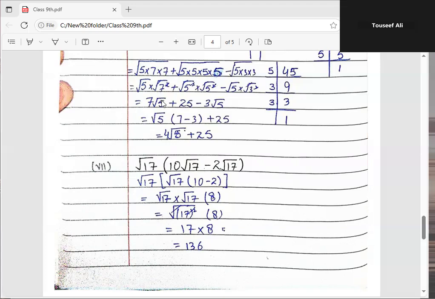Now we will cancel the square and root. This square and root cancel each other, and likewise for each of the other terms.